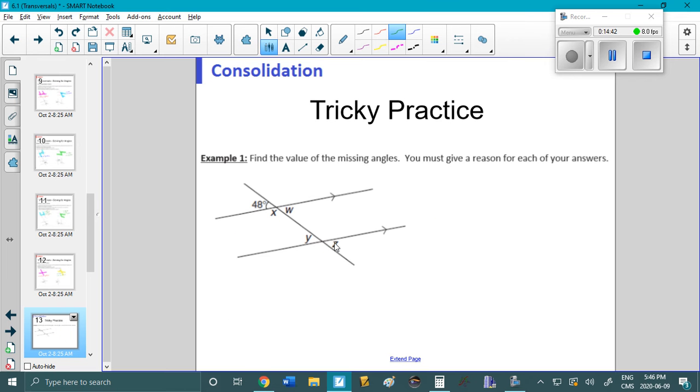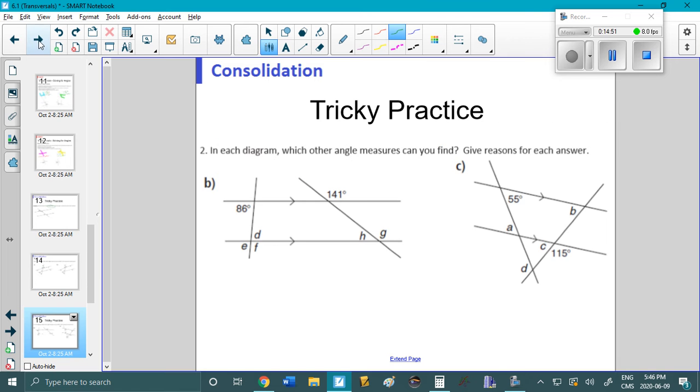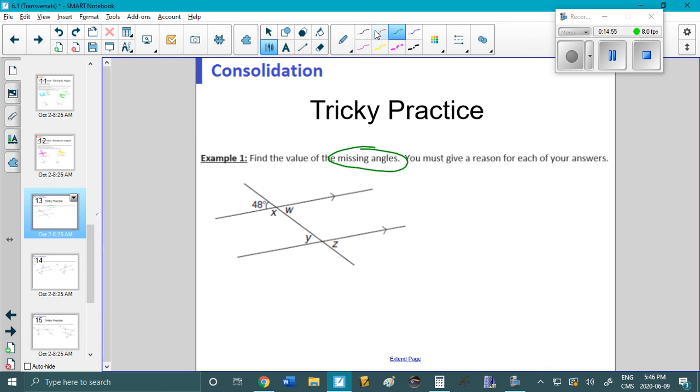All right, now here's the tricky practice. I want you to find the value of all the missing angles, every single one. So we've got one example, and then it's homework time. Okay, so here we go. And watch how I do this. So first, I'm going to say W equals 48 degrees by X pattern.